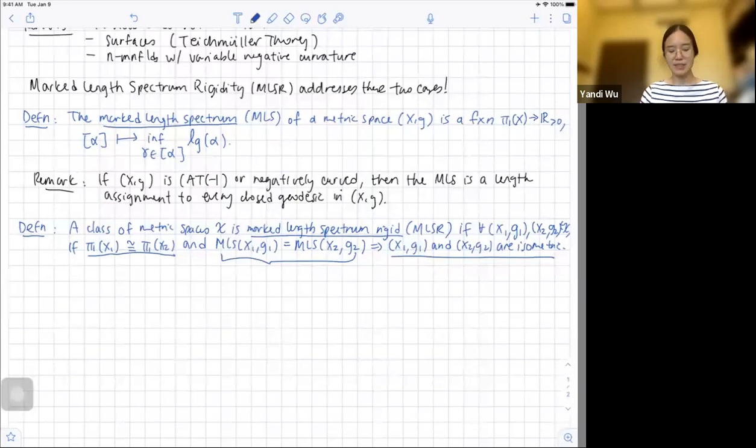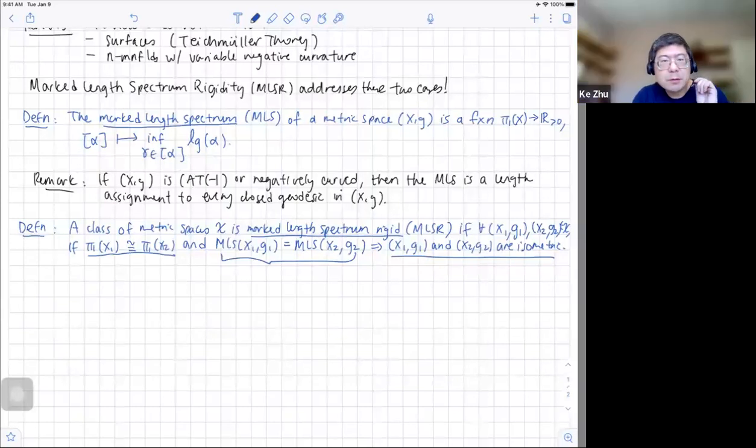Because the fundamental groups are the same, that allows you to compare length assignments to closed geodesics. So this definition is a different version of rigidity that might work in the two cases I pointed out where Mostow does not work.